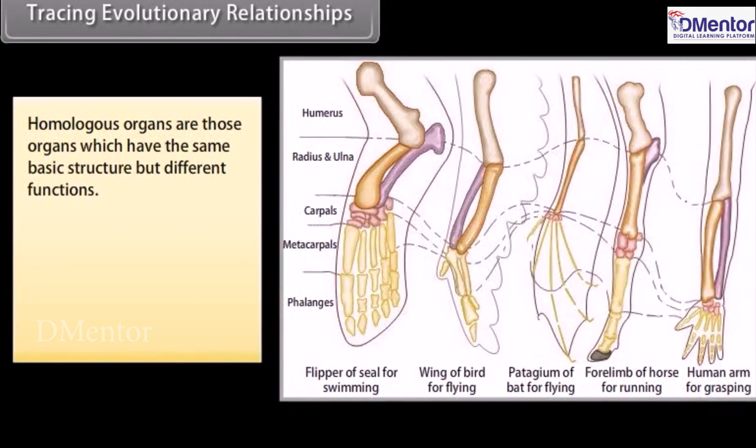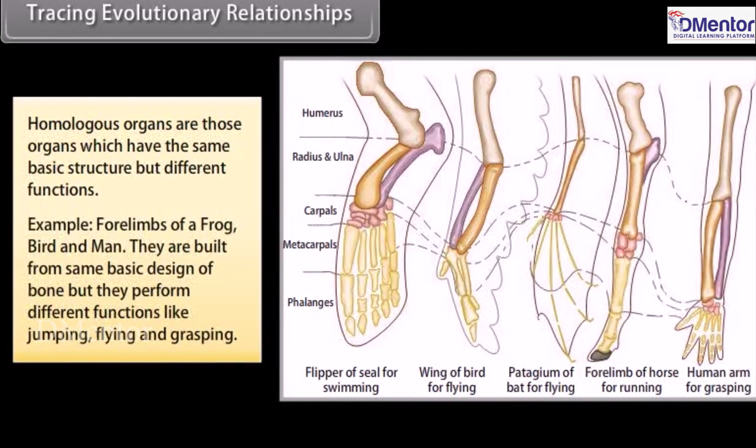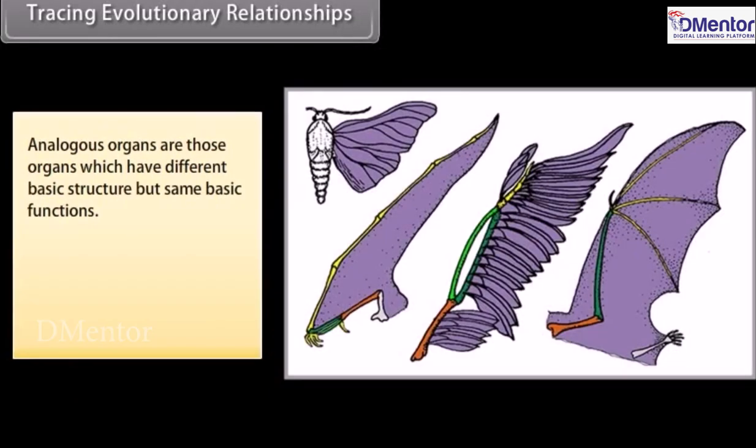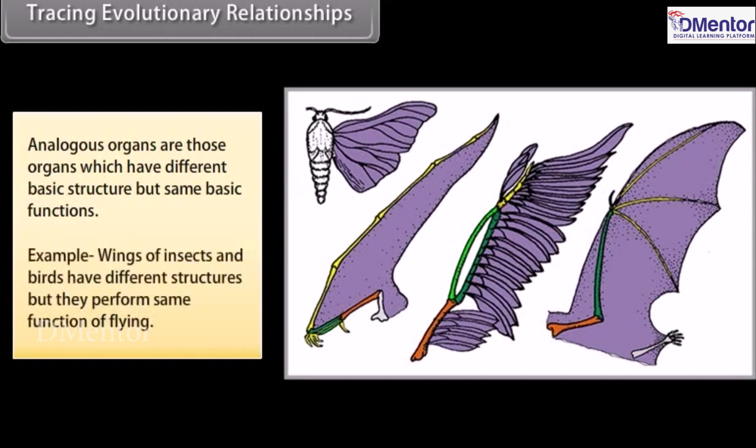Homologous organs are those organs which have the same basic structure but different functions. Example, forelimbs of a frog, bird, and man. They are built from the same basic design of bone, but they perform different functions like jumping, flying, and grasping. Analogous organs are those organs which have different basic structure but the same basic functions. Example, wings of insects and birds have different structures, but they perform the same function of flying.